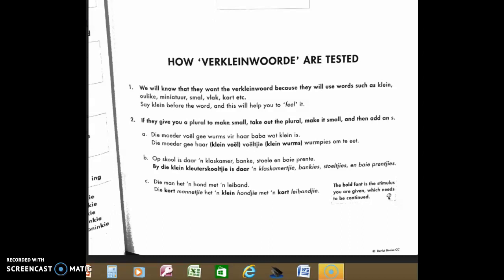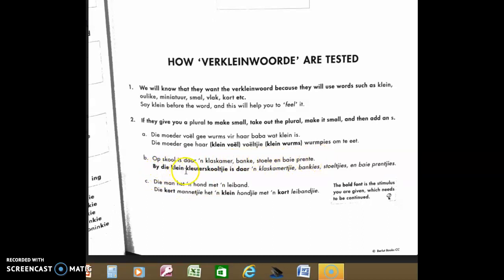Like, die moeder gee wurms vir haar baba wat klein is. To make it verkleinwoorde, sê die moeder gee haar klein voel is 'n voeltjie, klein wurms, wurmpies om te eet. Op die skool is daar 'n klaskamer, banke, stoele en baie prente.